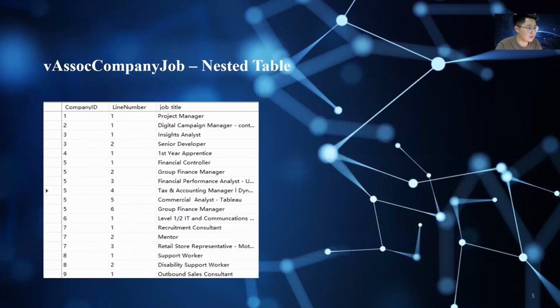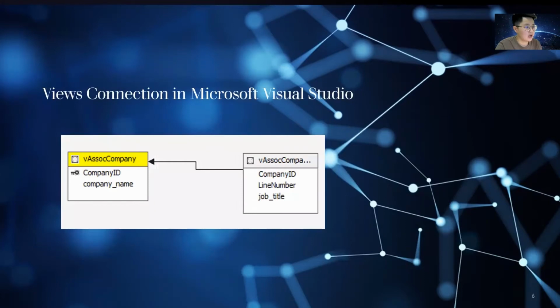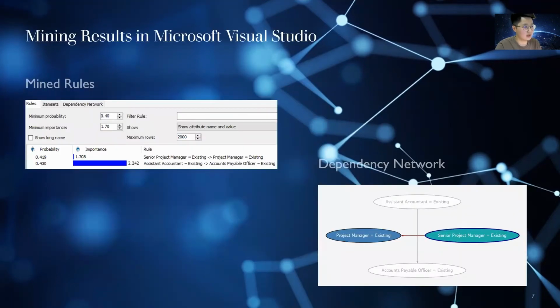Secondly, I created a mining structure in Visual Studio and generated the graph as you can see. I connected both view tables for association rule mining. After processing the association rule mining, I got the mining results and the dependency network graph, as you can see on the screen. These two results have high importance.